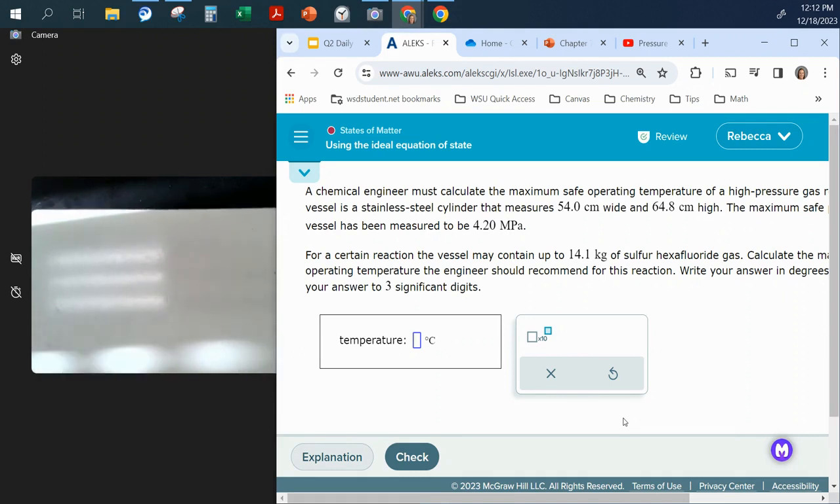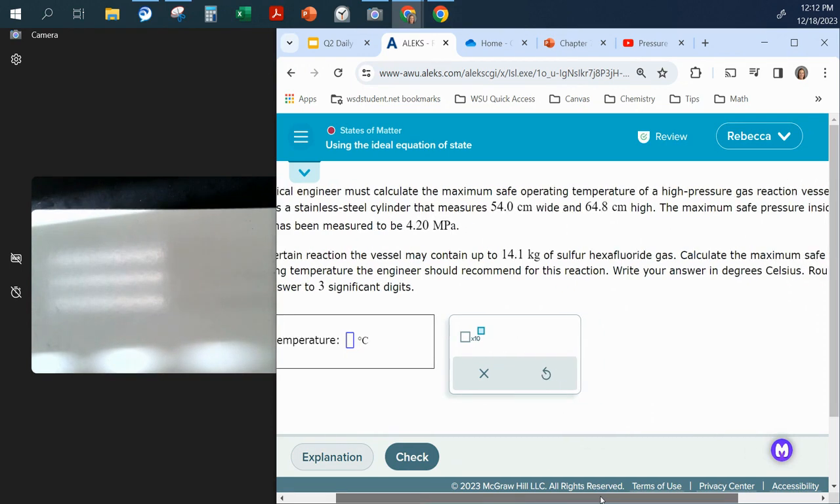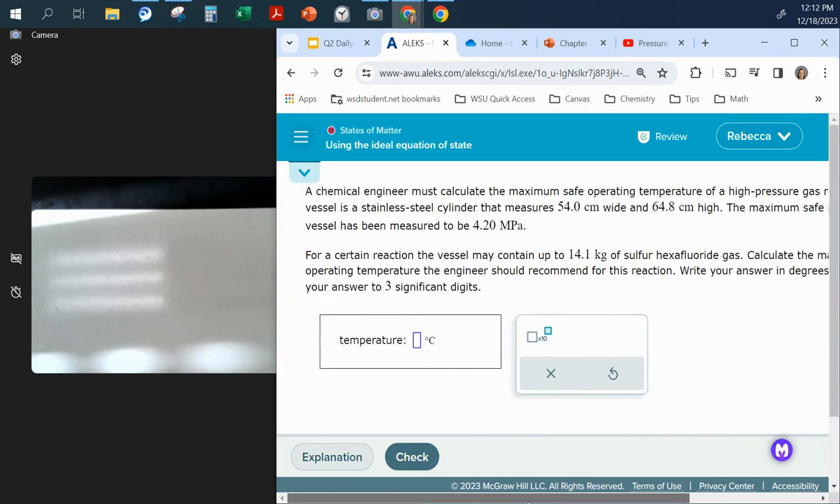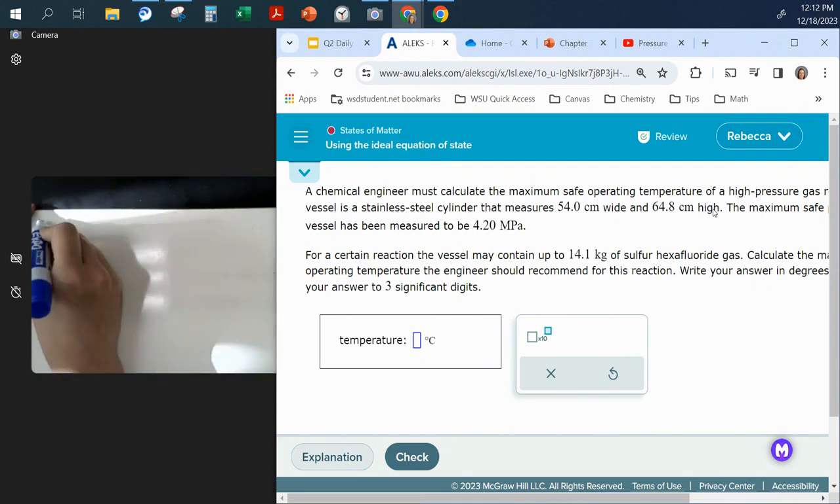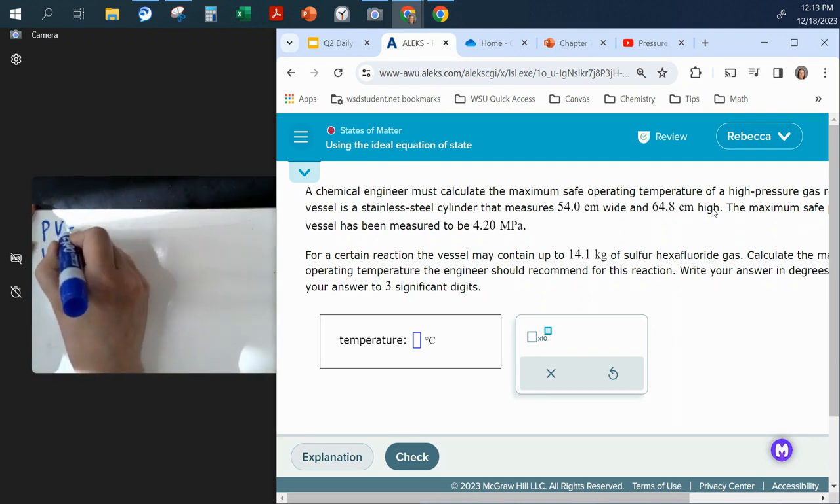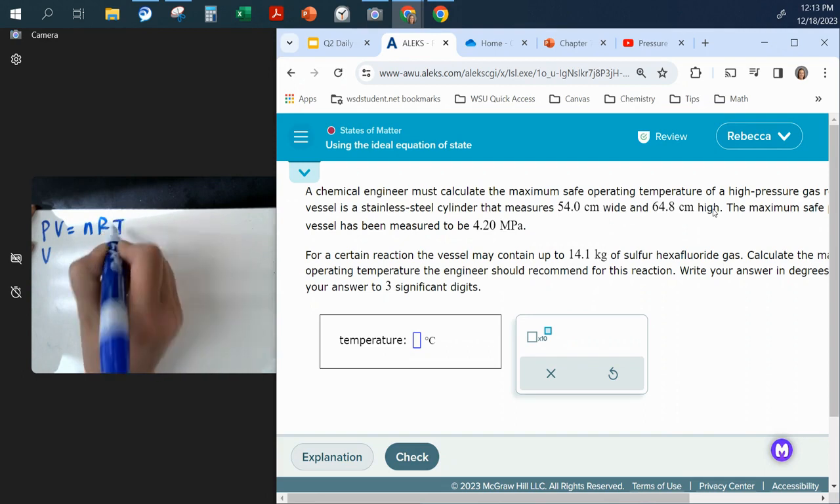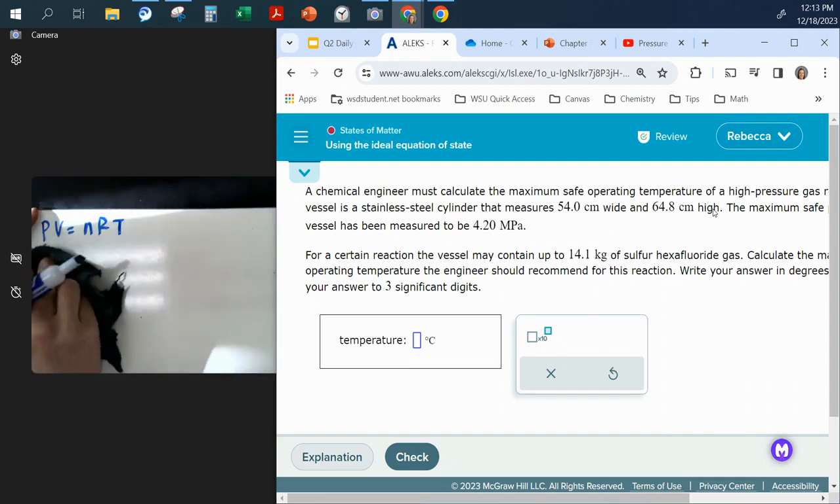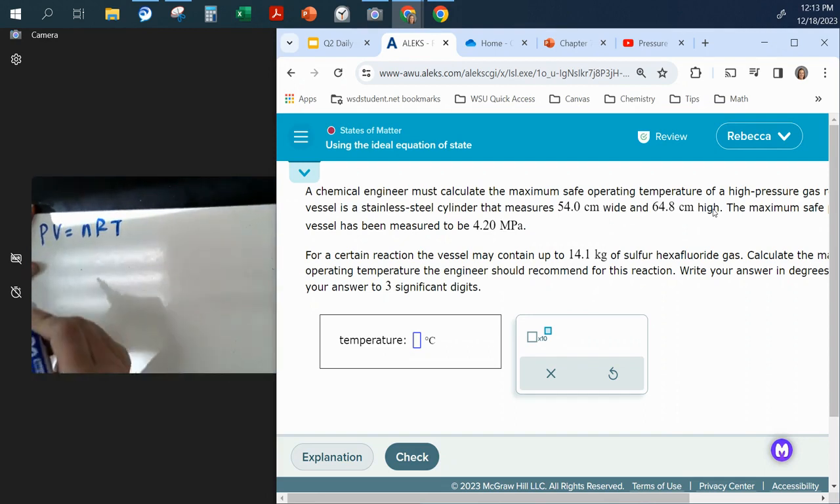All right, so it says a chemical engineer is trying to figure out the operating safe temperature of a high pressure gas reaction vessel. We have a stainless steel cylinder that measures... So first, we have to calculate the volume. So we're trying to find PV. PV equals nRT. That's our equation. They're trying to tell us about the volume, but we have to calculate that. So this is annoying. It's a cylinder.